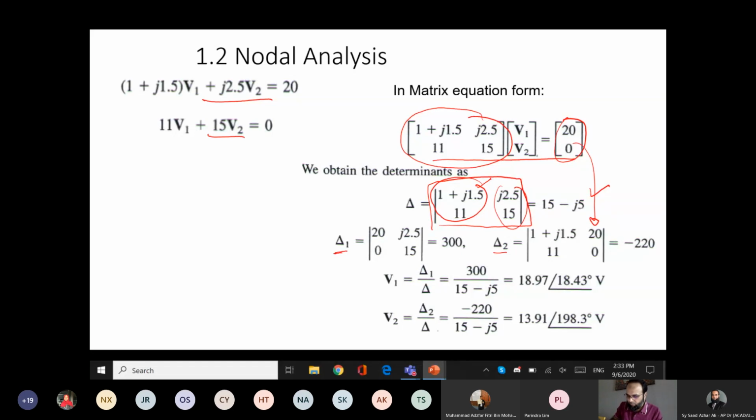We solve it. We want to find V1. V1 is delta 1 upon delta. V2 is delta 2 upon delta. The solution depends on your calculation capabilities. All right.